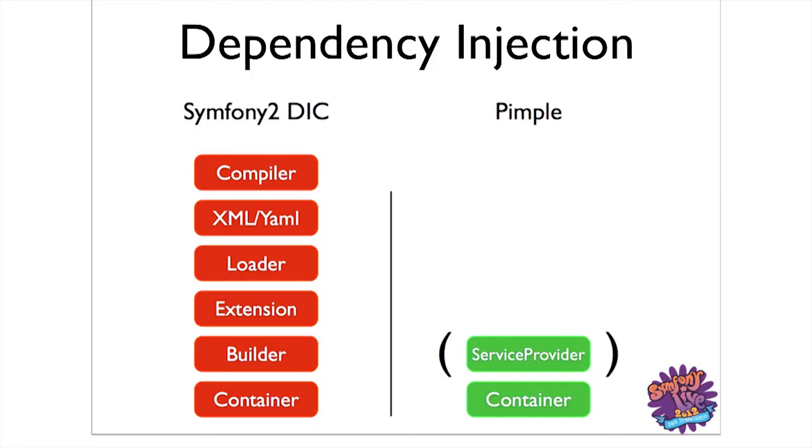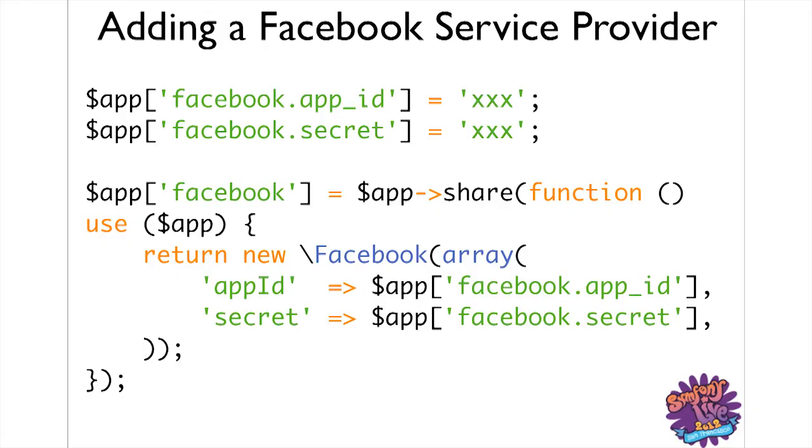So the dependency injection container in Silex is much simpler than you're probably used to in Symfony 2. There's no compiler pass, there's no XML and YAML, there's no loader extensions, right? All you have is a service provider class and a container. So what does this look like? By default, for the Facebook SDK, you simply create a new Facebook instance, and you pass in your app ID and secret. It's really straightforward.